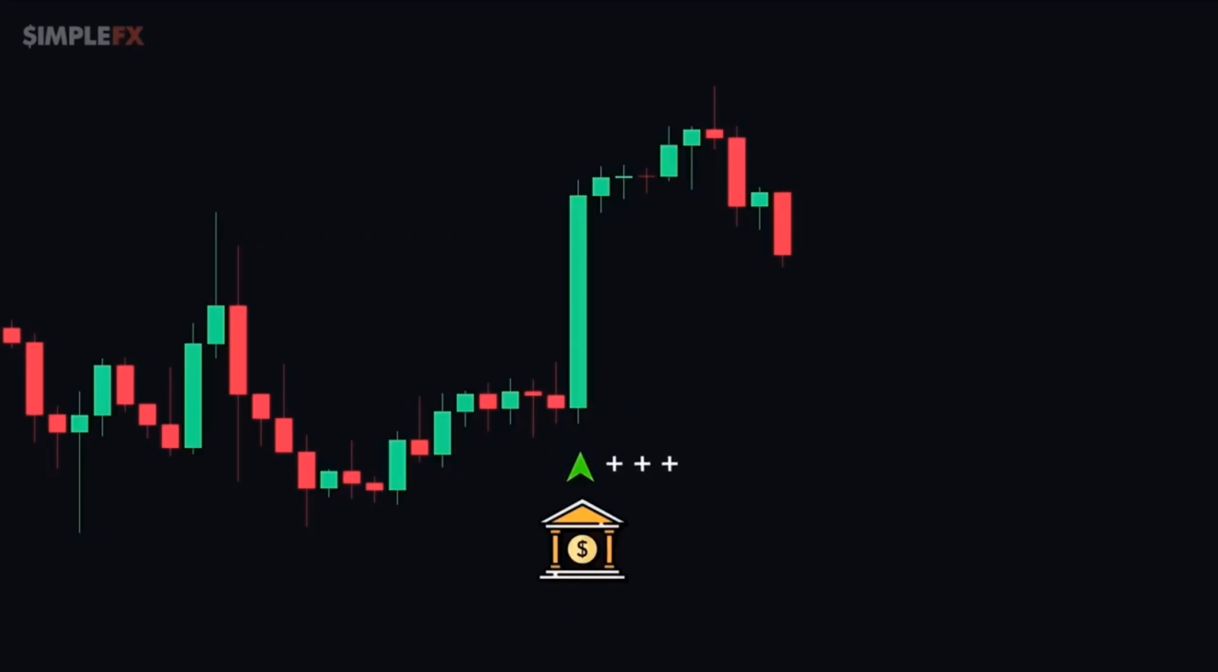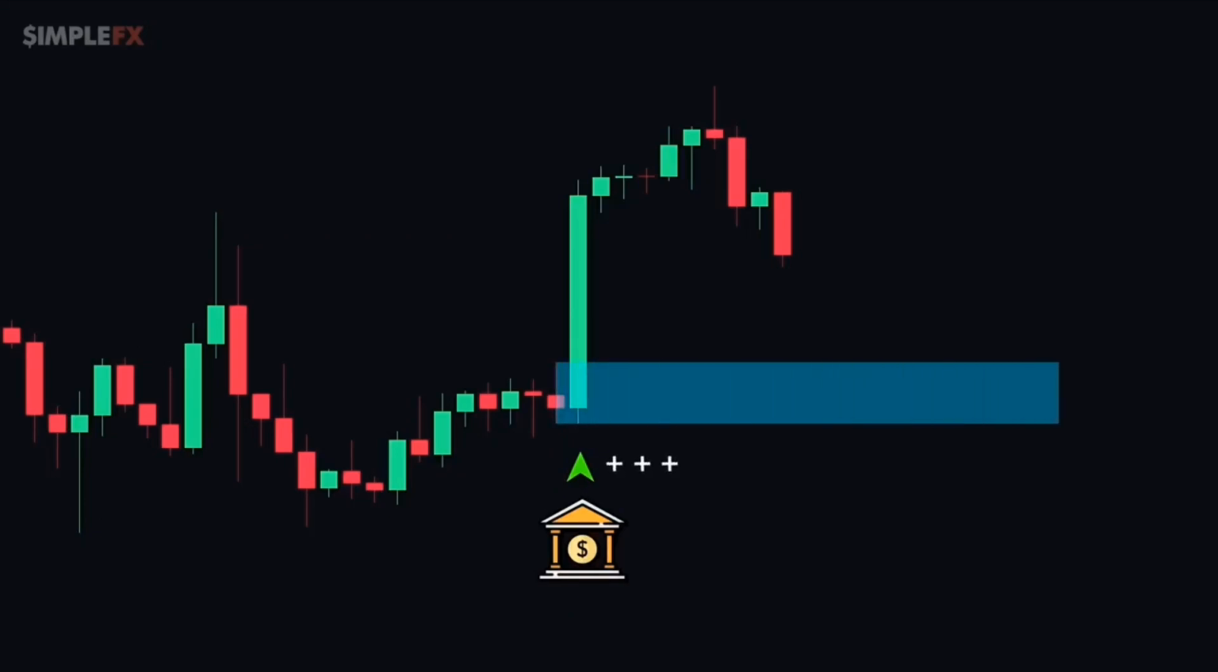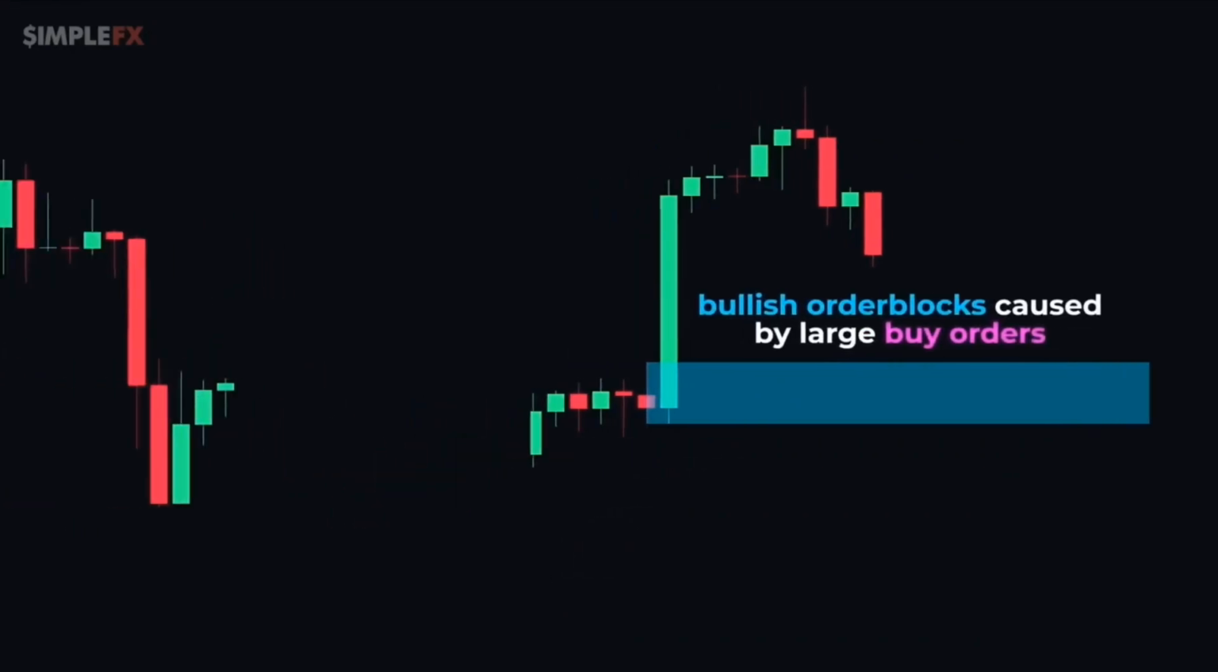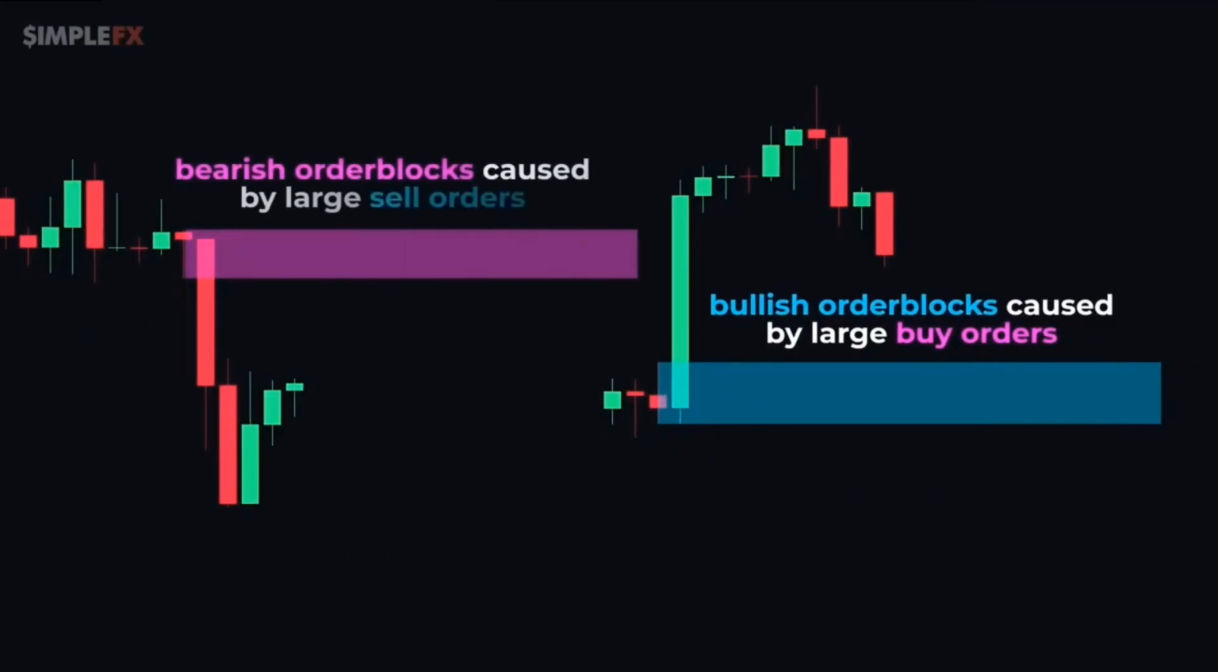Large buy orders are needed to drive the price up this quickly. The initial area where these trades are executed is known as an order block. Order blocks can be of 2 types: bullish order blocks, which are caused by large buy orders, and bearish order blocks, which are caused by large sell orders. For this video, I'll color bullish order blocks as blue and bearish order blocks as purple. But of course, you can use any color you want.